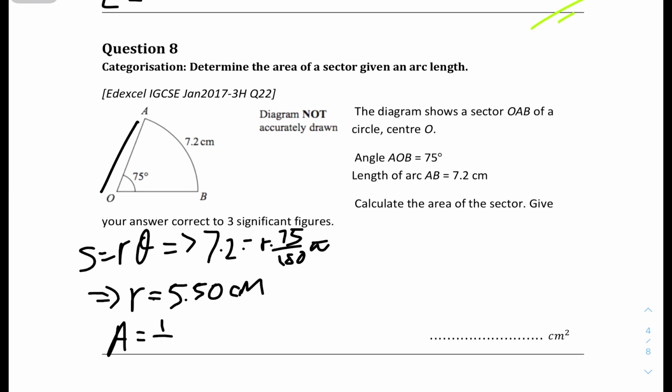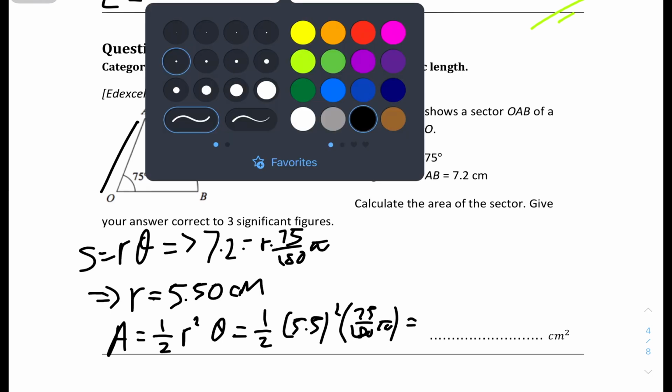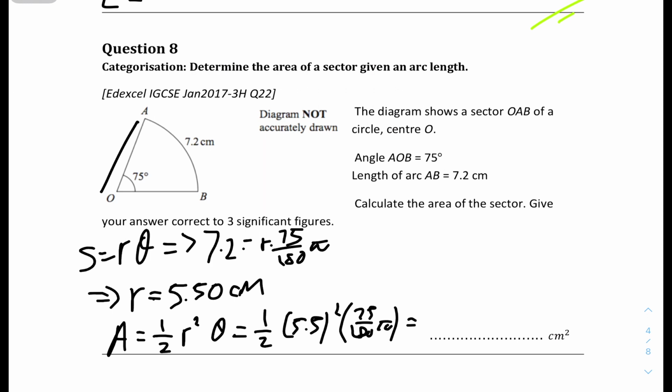We can just find the area. Area equals half r squared theta, which means it's half 5.5 squared times 75 over 180 pi. And this will get us an answer of, let me put it into my calculator, half times radius squared times 75 over 180 pi, to get an answer of 19.8. And that's the final answer.